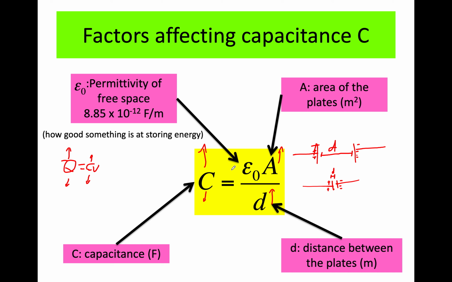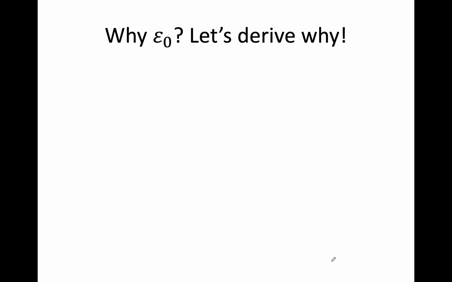Okay, so this epsilon naught is the permittivity of free space. We've used it before already. It's the same number we're going to use because inside here is air. So we'll just keep that as 8.85 times 10 to the minus 12. Area is the plates in meters squared, and we have the capacitance in farads, distance in meters. And you may need to derive this epsilon naught.